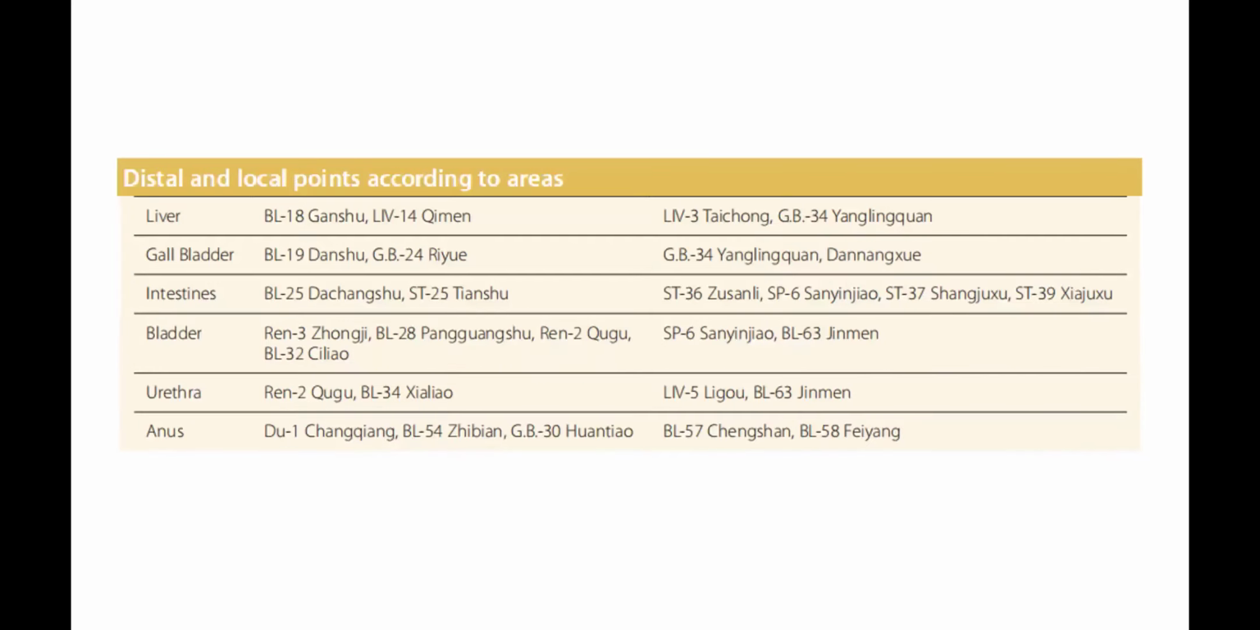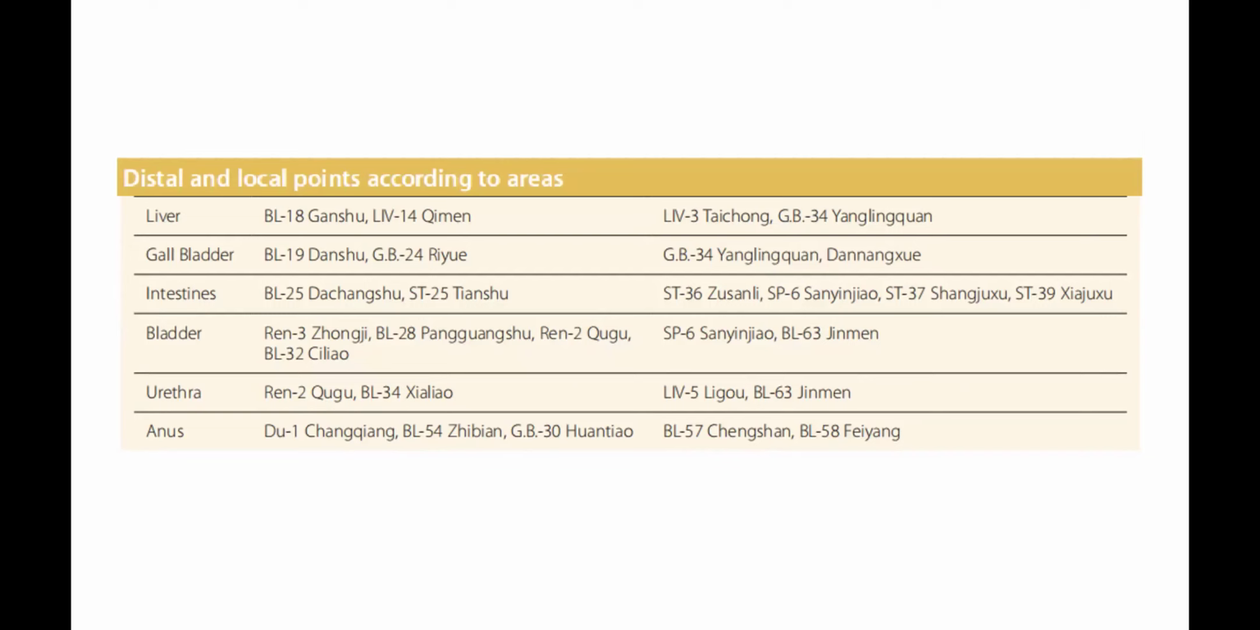Liver bladder 18 and liver 14 as local points, liver 3 and GB34 as distal points. For the gallbladder, bladder 19 and GB24 as local points, GB34 and Danangshui, which is an extra point, as distal points.